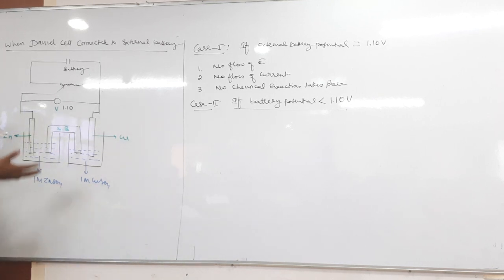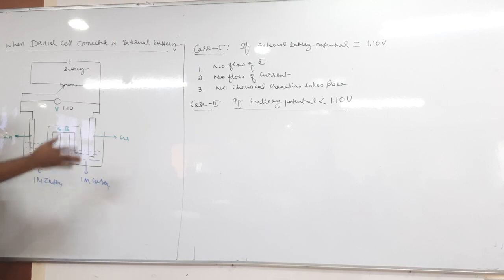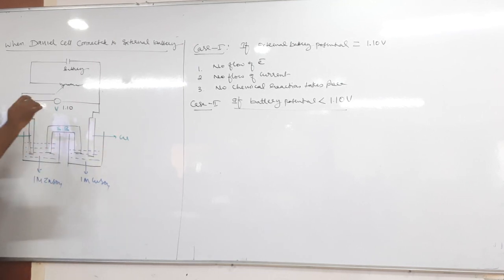How does the reaction take place at the cathode and anode? The same reaction takes place as usual. What is the flow of electron? From anode to cathode. Flow of current is cathode to anode. Oxidation same, reduction same, everything takes place as usual.